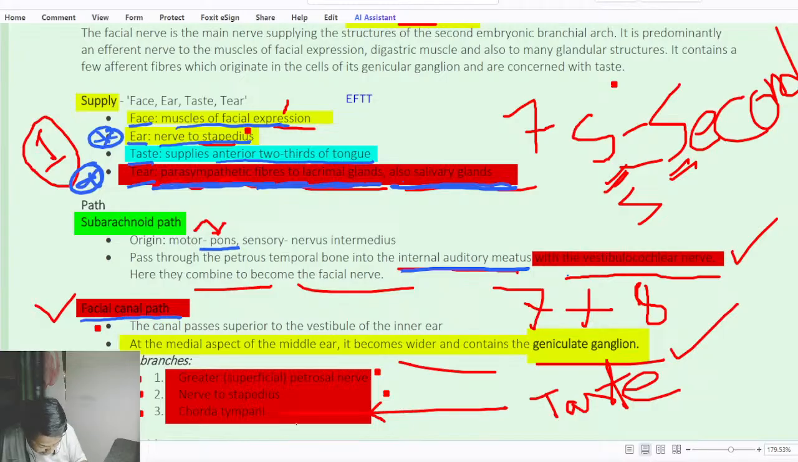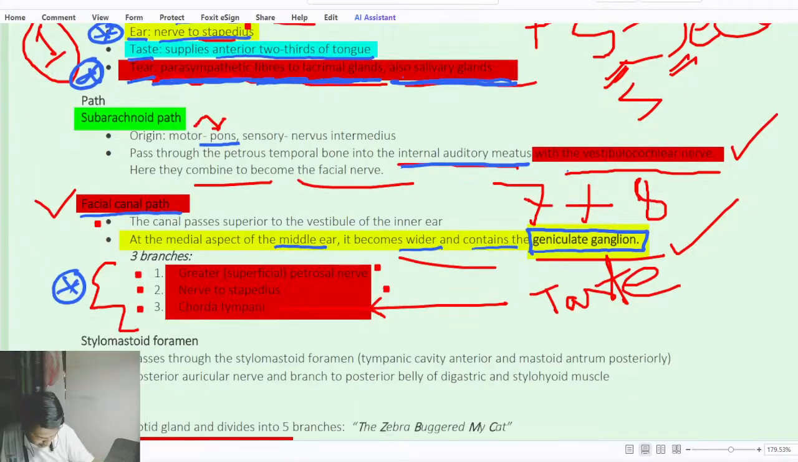Then the facial canal path. The canal passes superior to the vestibule of the inner ear. At the medial aspect of the middle ear, it becomes wider and contains the geniculate ganglion. Then it has three branches. This is a direct exam question: what are the branches of the facial nerve in the facial canal? Greater petrosal nerve, nerve to stapedius, and chorda tympani.